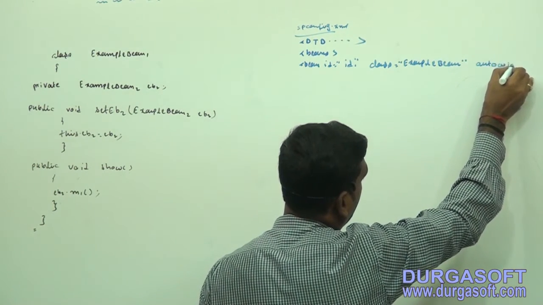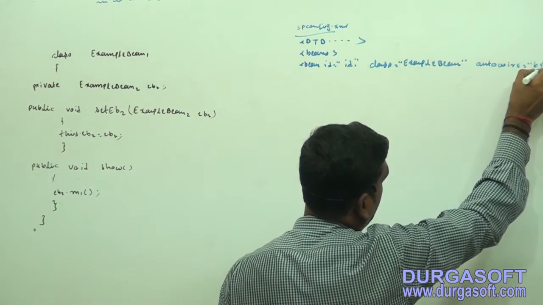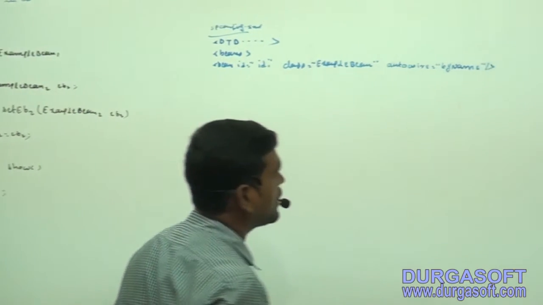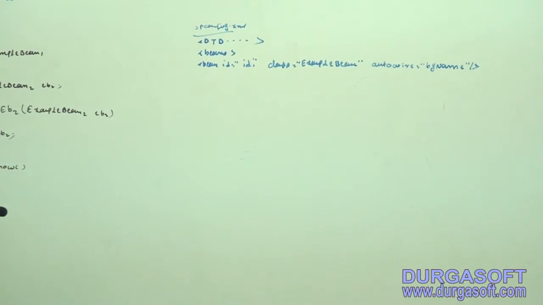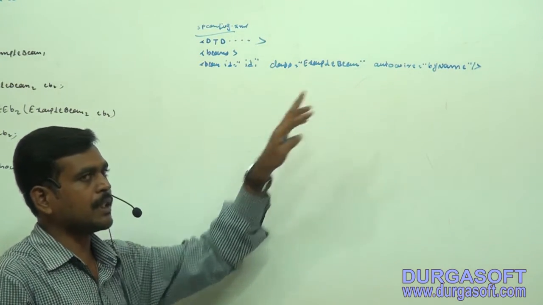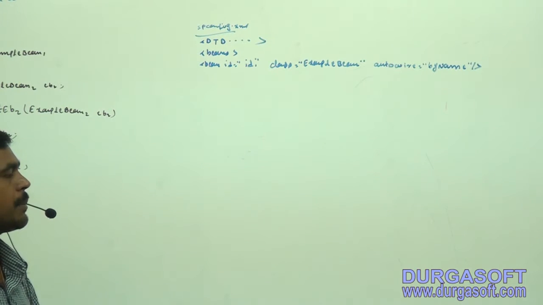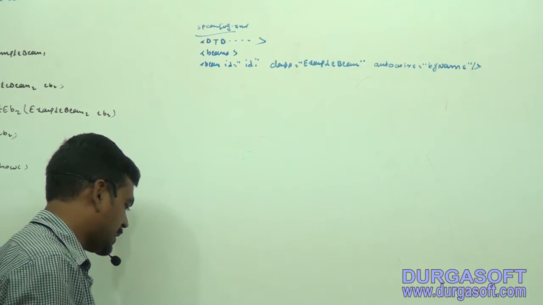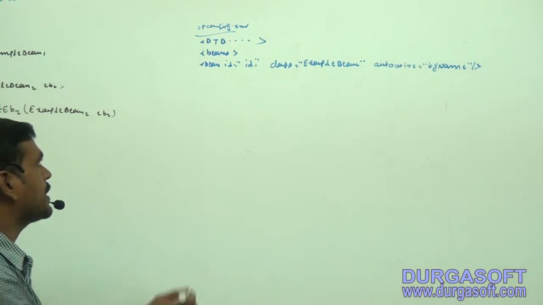Autowire. Autowire is equal to byName. Whenever we are using autowire is equal to byName, while configuring the inner bean, inner bean reference variable, inner bean id must and should we have to take what? Same. Then only the Spring container is going to be injecting the inner bean to outer bean. Otherwise, it doesn't inject.